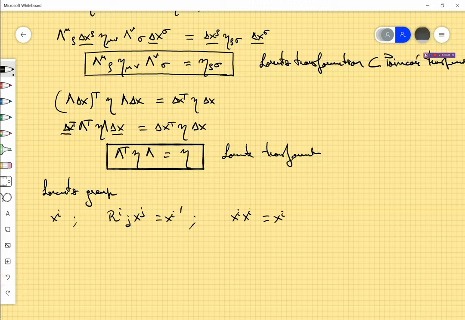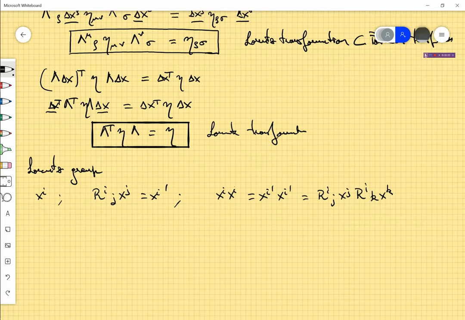Okay. So you want this to be preserved, then they are called rotations. This is the property that defines rotations. Now I come here and I see that this is R_ij x_j R_ik x_k. Comparing these two sides, I arrive at the conclusion that R_ij R_ik has to be equal to delta_jk for this to be a rotation.